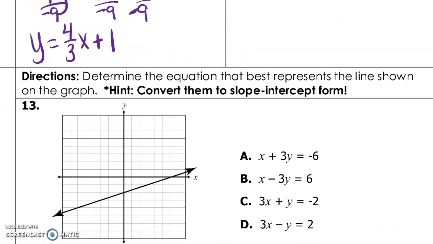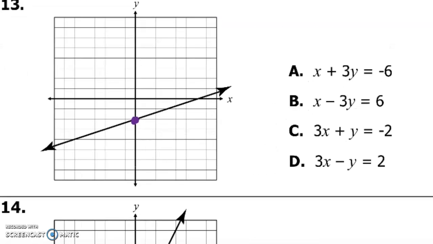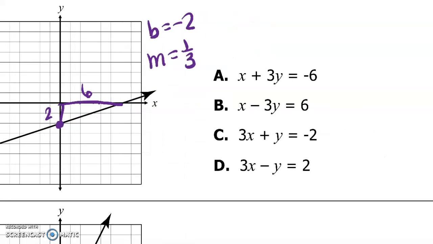When you have it in a graph, the hint says to convert all of these to slope-intercept form to see which one is correct. The other thing you could do is this. So if you want to change all of them, you can do that. I would recommend doing this though. Put it in slope-intercept form first. So b is negative 2, up to 1, 2, 3, 4, 6, so 1/3. So y equals 1/3 x minus 2.